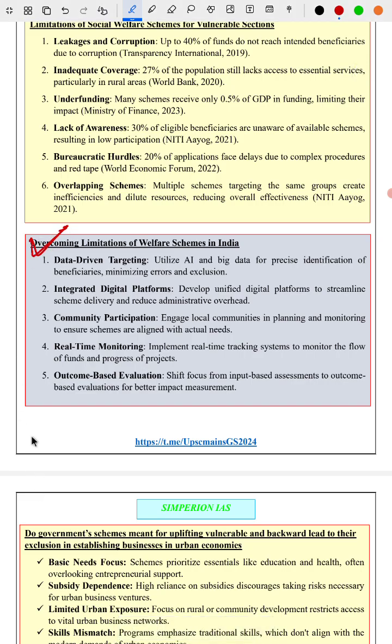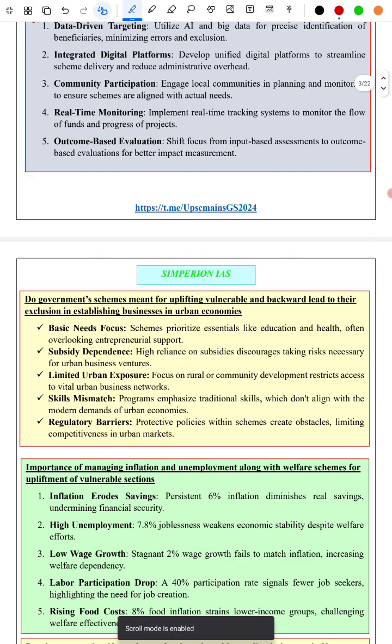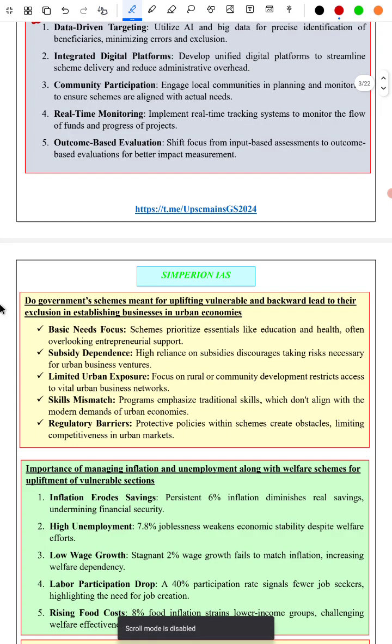How to overcome them? Next, this is another PYQ topic. Do government schemes meant for upliftment of the vulnerable and backward lead to exclusion in establishing businesses in the urban economies? So this is another PYQ question.